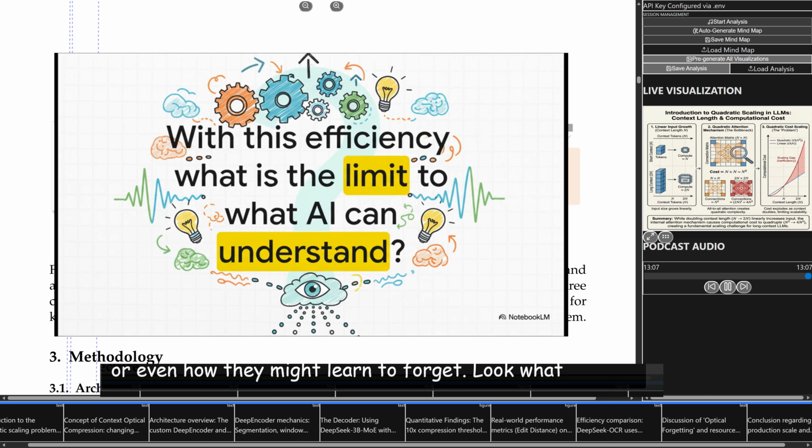Look, what we're seeing here isn't just a small incremental step forward. It's a massive leap in efficiency. And it really leaves us with one final, pretty profound question to think about. If we can teach an AI to read and process information this efficiently, what's the actual limit to what it can eventually understand?